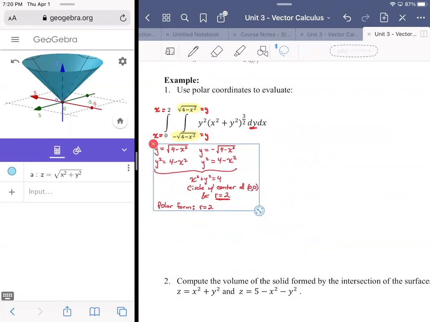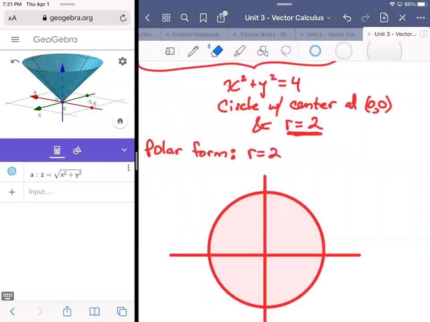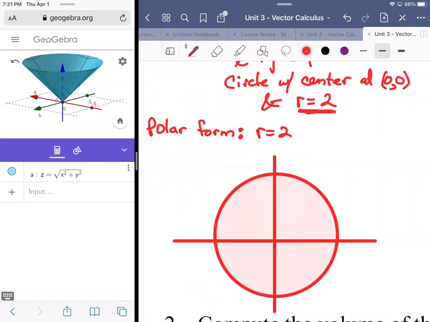Oops. All right. That's a terrible circle. All right, that's slightly better. Like 12% better. All right, so that's my circle.